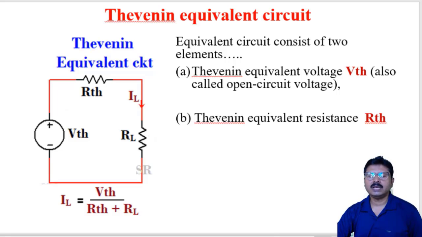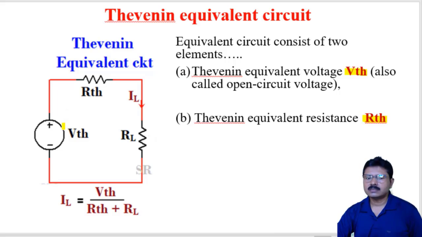In the Thevenin equivalent circuit, two components are normally there. One is VTH, another one is RTH. The equivalent circuit consists of two elements: VTH, the Thevenin equivalent voltage, also called the open circuit voltage, and the Thevenin equivalent resistance RTH. VTH, RTH, RL form a series circuit. So when the complex circuit is converted to a simple circuit, that simple circuit is the Thevenin equivalent circuit, and it must consist of the Thevenin voltage and the Thevenin resistance, and these two parameters will be connected with the load resistance in series.